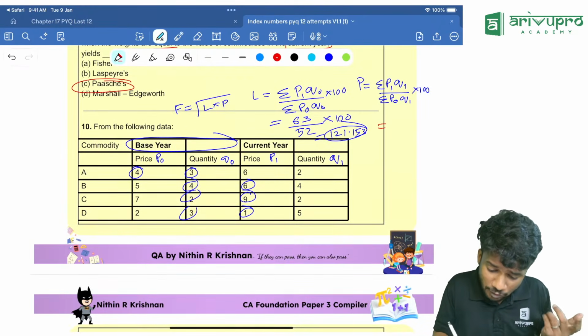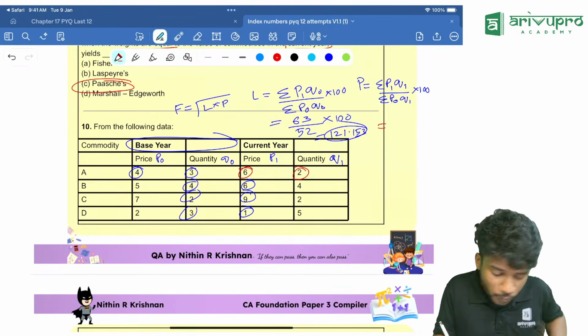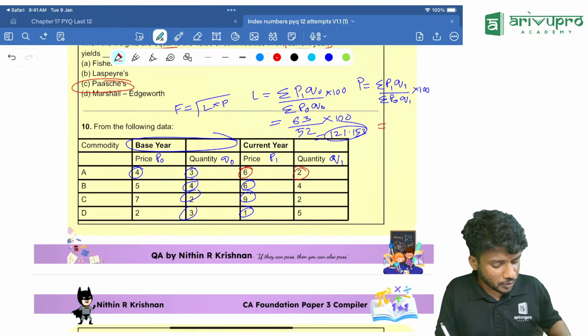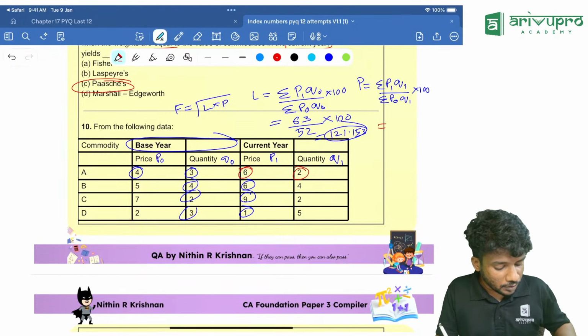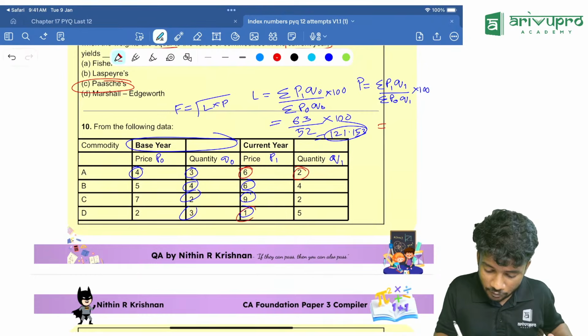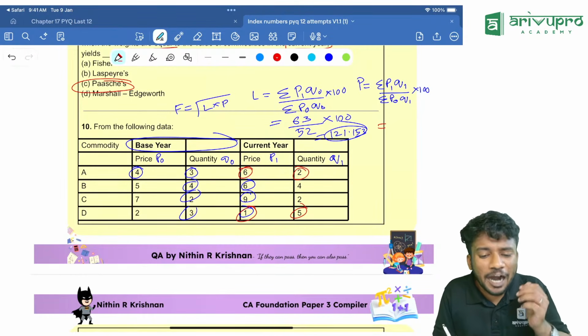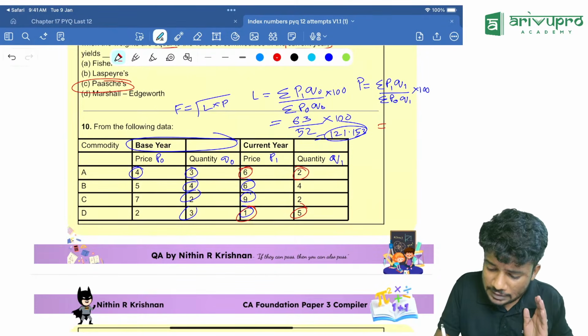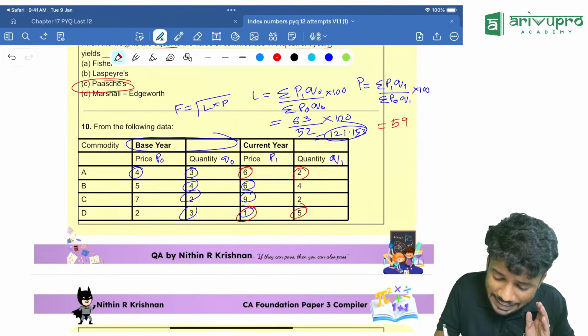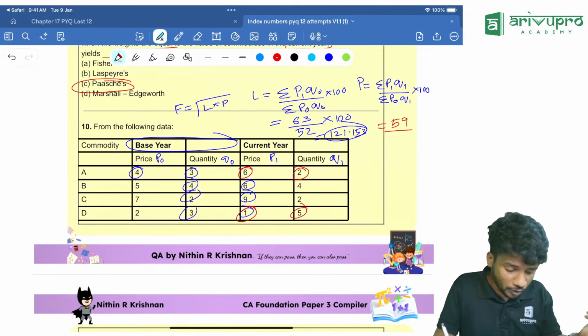P1Q1. P1 is which one? 6. 6 into Q1 is how much? 6 into 2, 6. Clear the memory. 6 into 2 M plus, 6 into 4 M plus, 9 into 2 M plus, then finally 1 into 5 M plus, then MRC. How much is the numerator you are getting? That is nothing but 59, divided by, we need to find sigma P0Q1. P0Q1 we need to find.